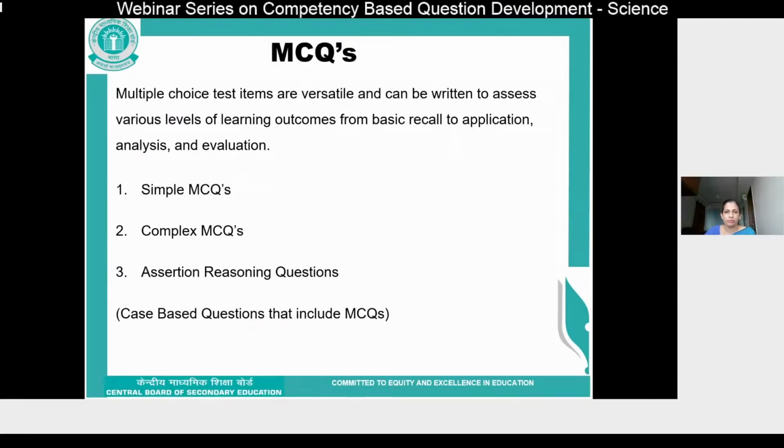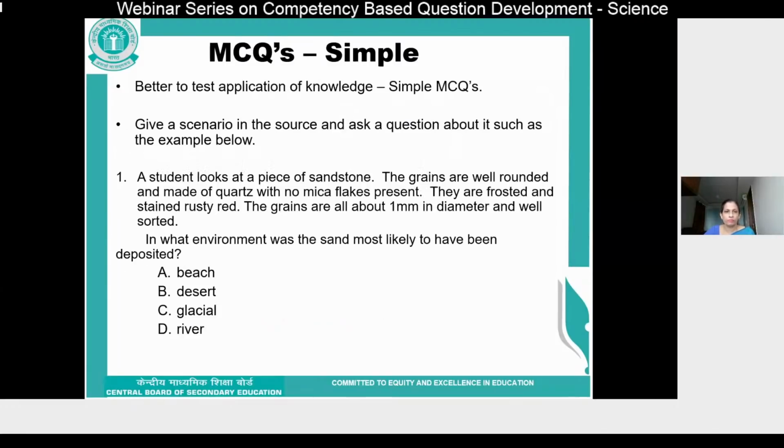Next slide. Simple MCQs. In a simple MCQ, a scenario or a source of the question is given along with 4 options. It can be used directly just to recall, for analysis, for application, or even for evaluation or creation. A simple stem along with 4 options forms a simple MCQ. In this particular one, I'll pause for a moment so that you can all read this.